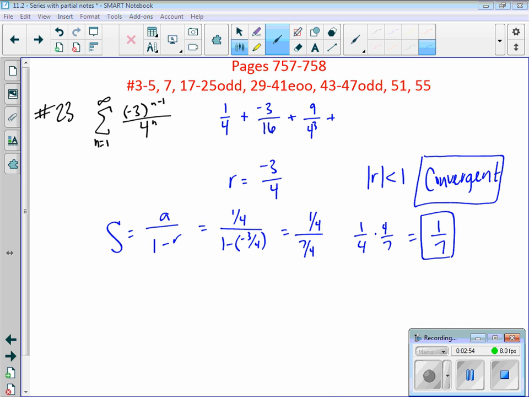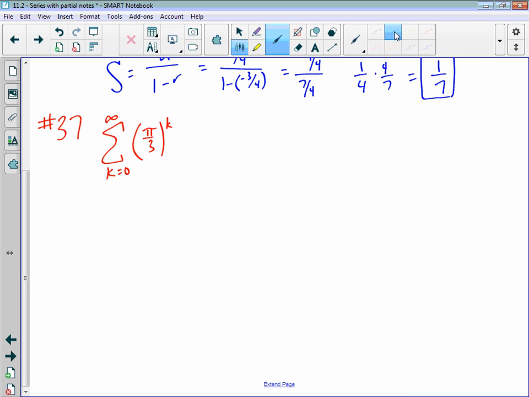Okay, I'm going to try this one similar to the way I did the last one, where I just start plugging in, and I'm going to see if it's a geometric. Sometimes it is, sometimes it isn't. So if I plug in 0, anything to the 0 power is going to be 1. Okay, plug in 1, and you get pi over 3. Plug in 2, and you get pi squared over, I'm just going to write 3 squared. Plug in 3, and you get pi cubed over 3 cubed.